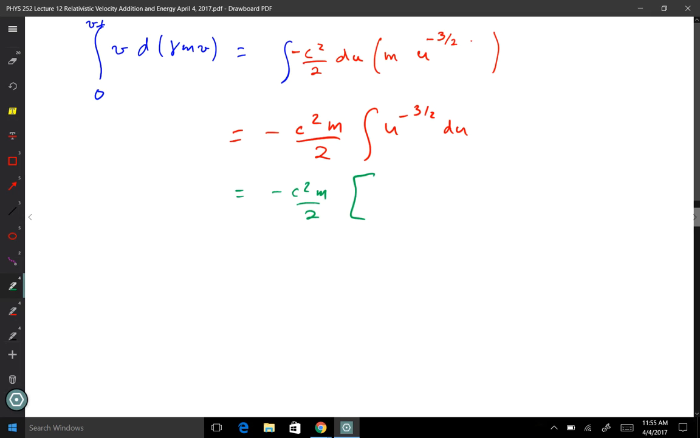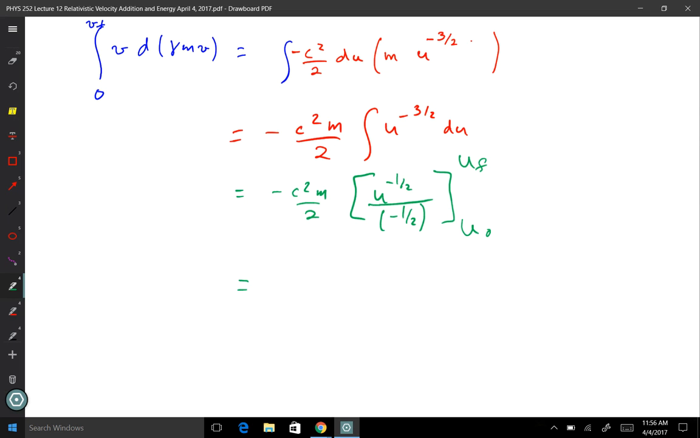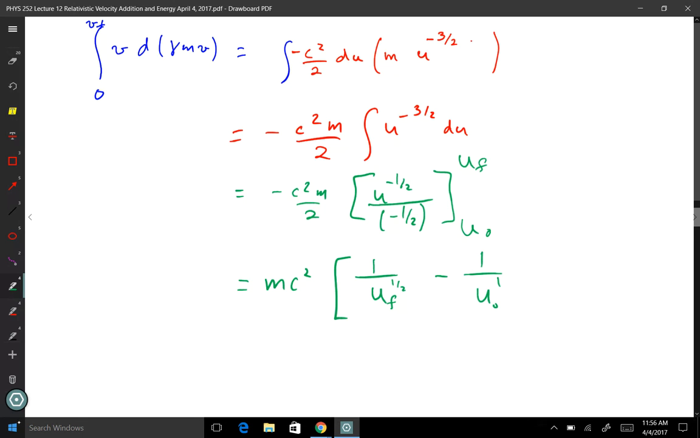And so the integral of u to the minus 3 halves, you raise the power by 1. So that's u to the minus 1 half. And then you divide by the new power. And then we have to put in our limits. Now I have a minus sign out front, a minus underneath, so the minuses disappear. I have divided by 2 and divided by 1 half, so the 2s disappear. And that's going to be mc squared times 1 over u final to the 1 half power minus 1 over u initial to the 1 half power.